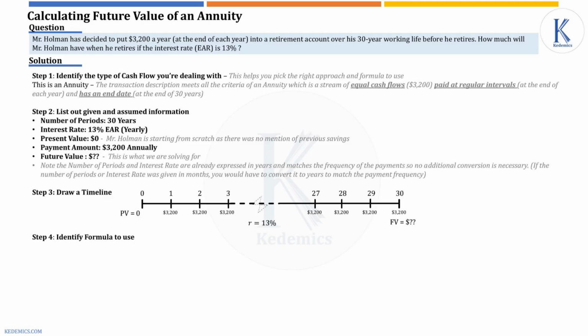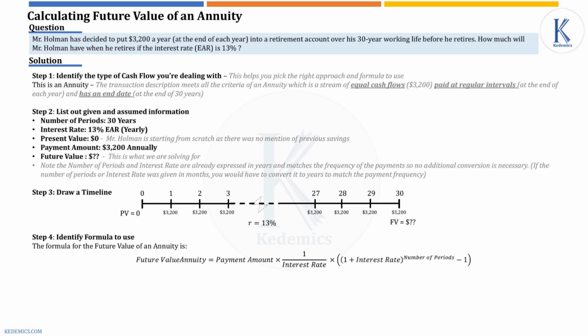Next, since we already know the cash flow type, let's identify the formula to use. The formula for the future value of an annuity is equal to cash flow or payment multiplied by 1 over the interest rate, multiplied by open outer parentheses, open inner parentheses, 1 plus the interest rate, close the inner parentheses, raised to the number of periods, all minus 1, then close outer parentheses.